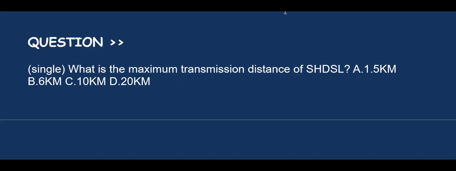Next one, what is the maximum transmission distance of SHDSL? Options are option A, 1.5 km, option B, 6 km, option C, 10 km, option D, 20 km. Option B is correct.